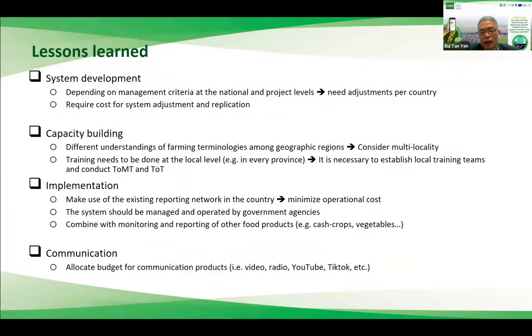For example, adding cash crops like vegetables in the system. So RiceMoRe will become a platform for reporting agriculture products. As I said, this is the requirement from stakeholders when we operate the system in Vietnam. For communication, it is also important to allocate the budget and produce more communication products at the beginning of the process.